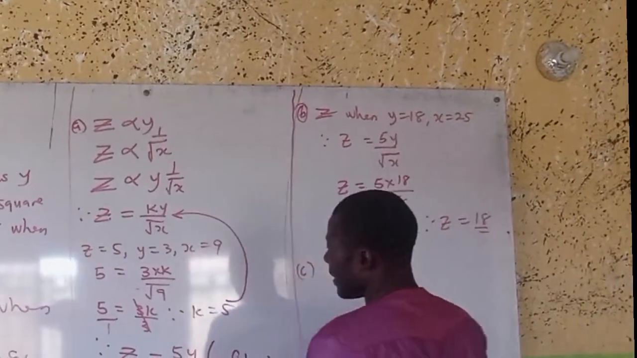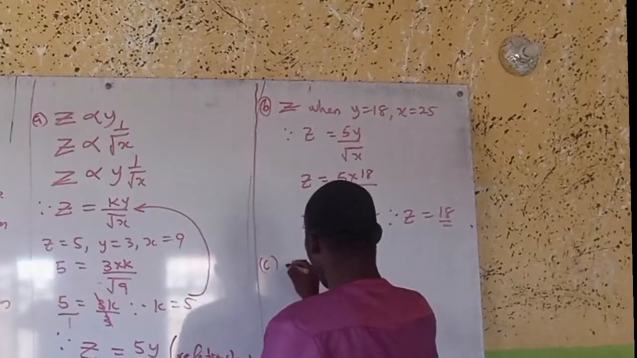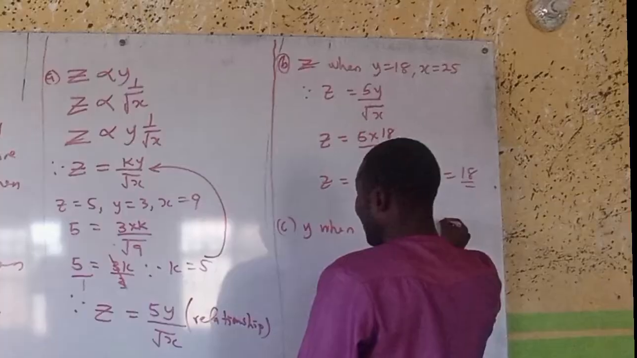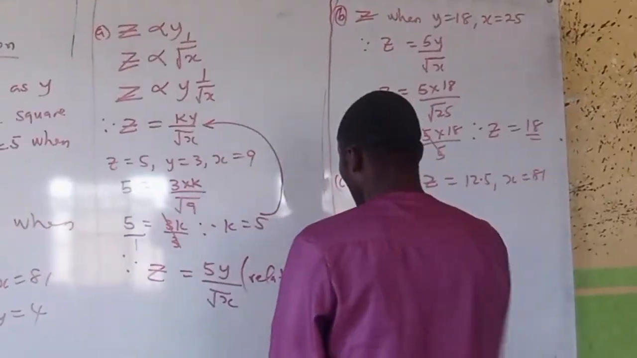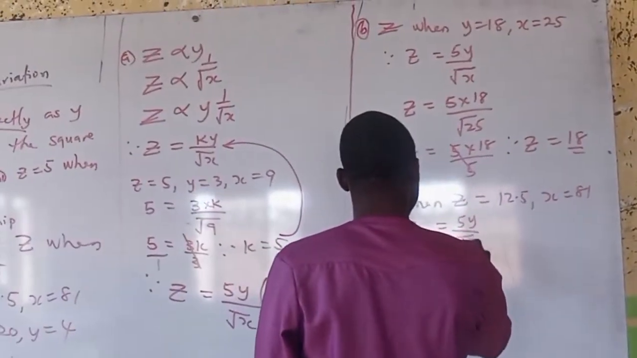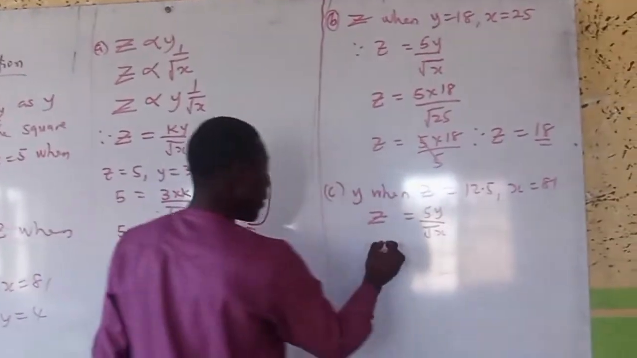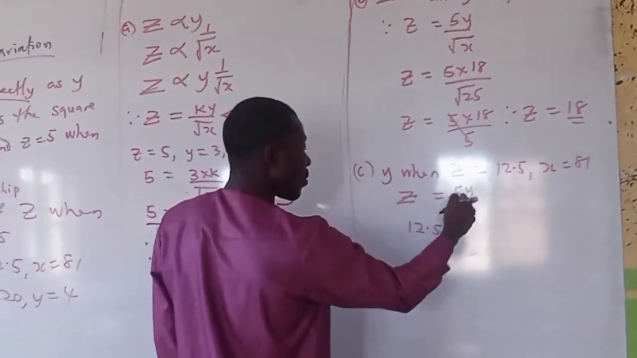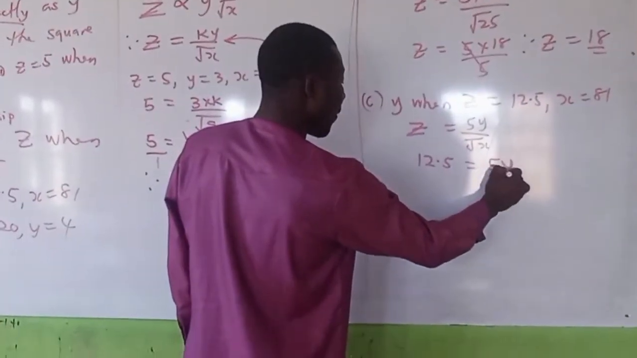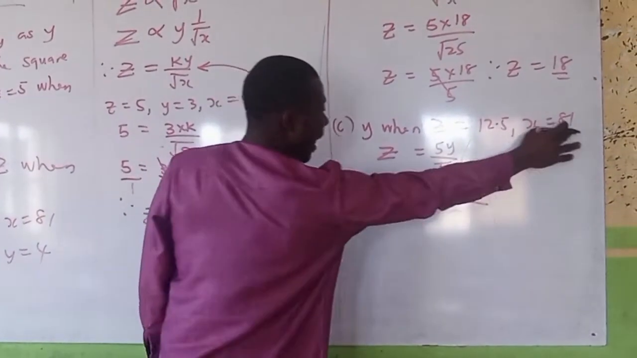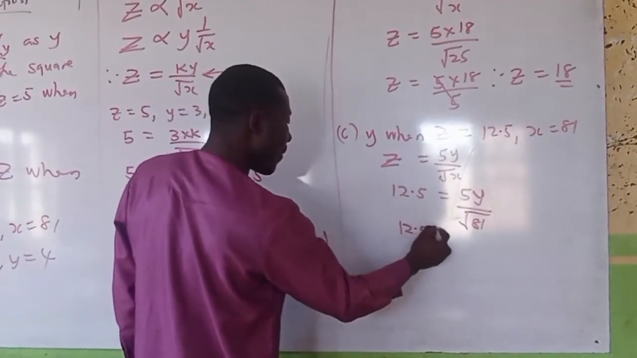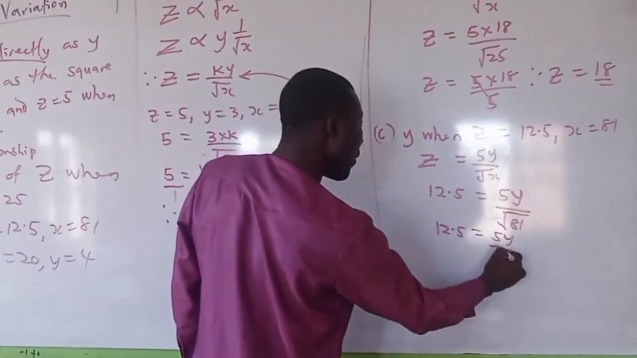Question C said that we should look for y when z equals 12.5 and x equals 81. Let's go back to our relationship, that is z equals 5y over square root of x. This will now give us 12.5 equals 5 multiplied by y, that we are looking for, over square root of x. Our x is 81. This gives us 12.5 equals 5y over the square root of 81, which gives us 9.